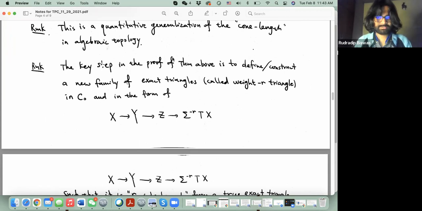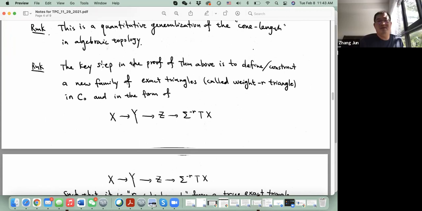So the question is, do we need to fix r in the definition of sigma? And the answer is no. You're going to consider all the possible r.